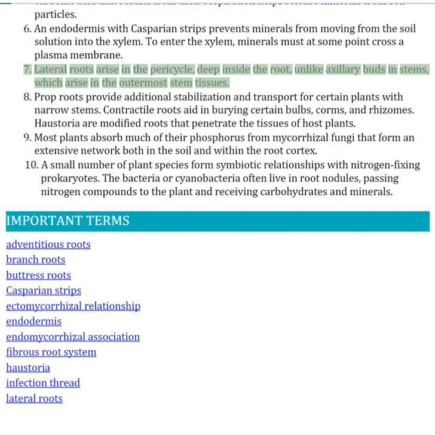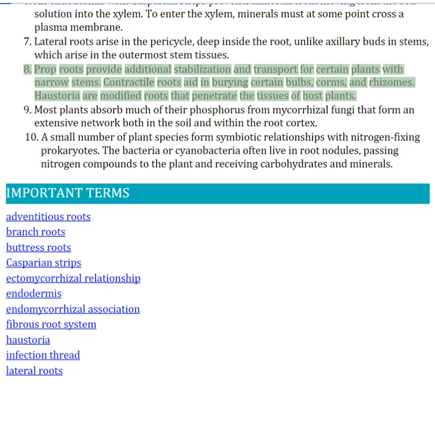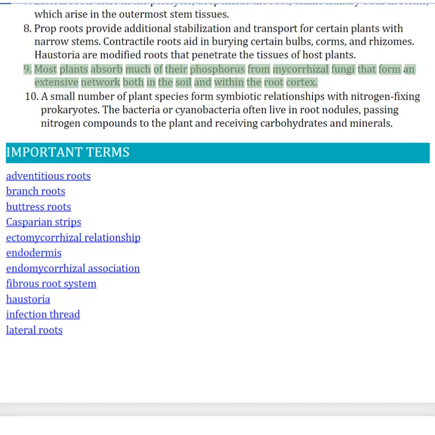7. Lateral roots arise in the pericycle, deep inside the root, unlike axillary buds and stems, which arise in the outermost stem tissues. 8. Prop roots provide additional stabilization and transport for certain plants with narrow stems. Contractile roots aid in burying certain bulbs, corms, and rhizomes. Haustoria are modified roots that penetrate the tissues of host plants. 9. Most plants absorb much of their phosphorus from mycorrhizal fungi that form an extensive network both in the soil and within the root cortex.